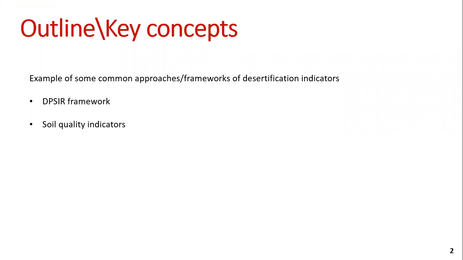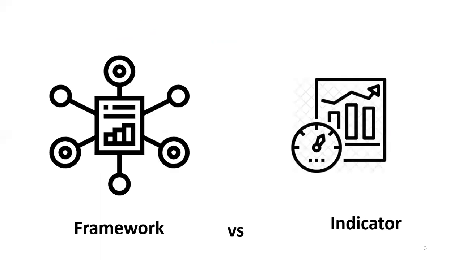So we started with the rangeland health indicator, and today we will continue with the DPSIR framework and the soil quality indicator. And at the end of the lecture, we will see the differences between them. Without further ado, let's begin.